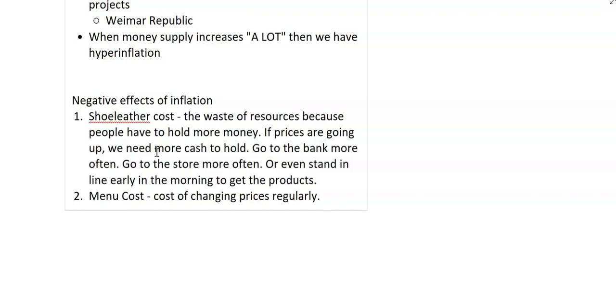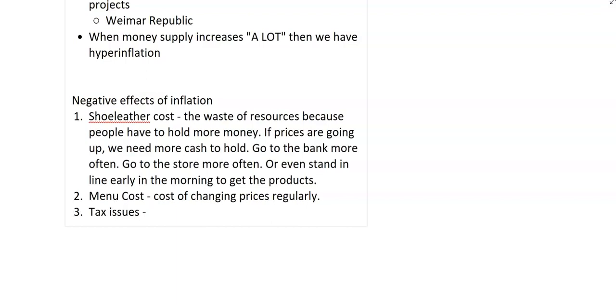Some people may have to go and update their actual menus. Some people may have to go and update, if you think about a website like Amazon, somebody has to go and update those prices regularly. So if prices go up more frequently, we have to update those prices more regularly, and that does lead to higher cost.